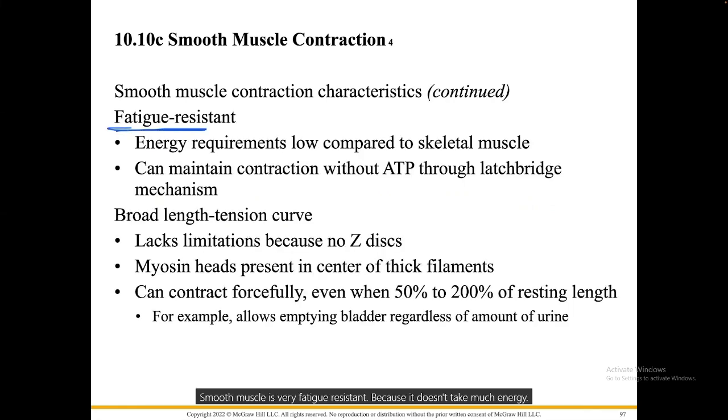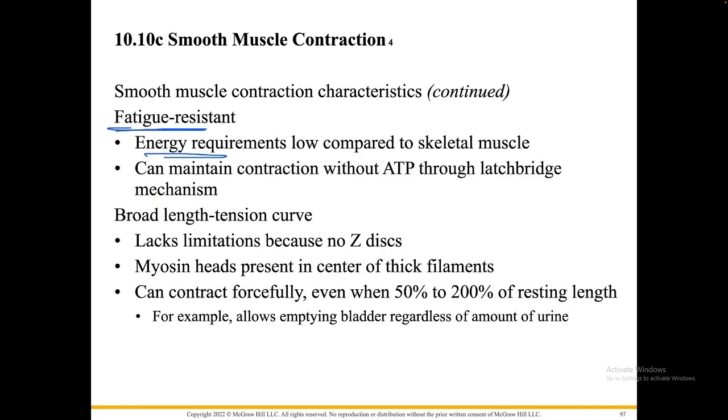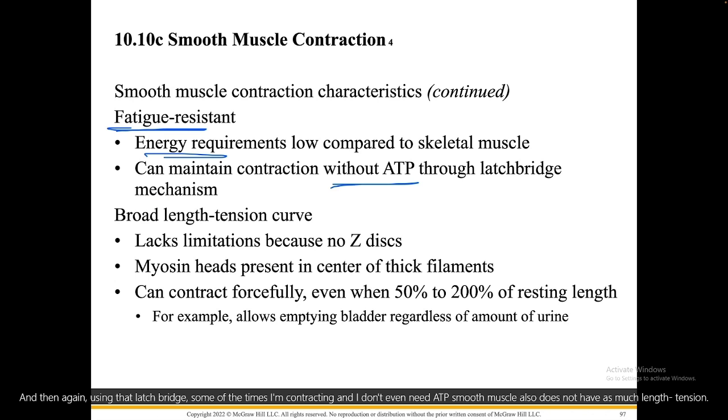Smooth muscle is very fatigue resistant because it doesn't take much energy. It's much more efficient than voluntary muscle. And again, using that latch bridge, some of the time I'm contracting and I don't even need ATP.